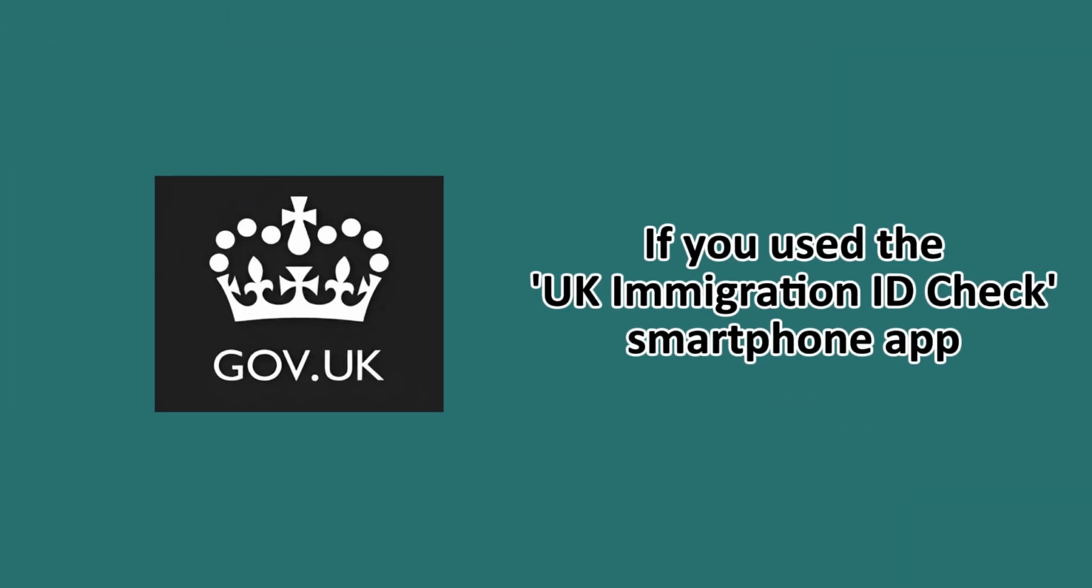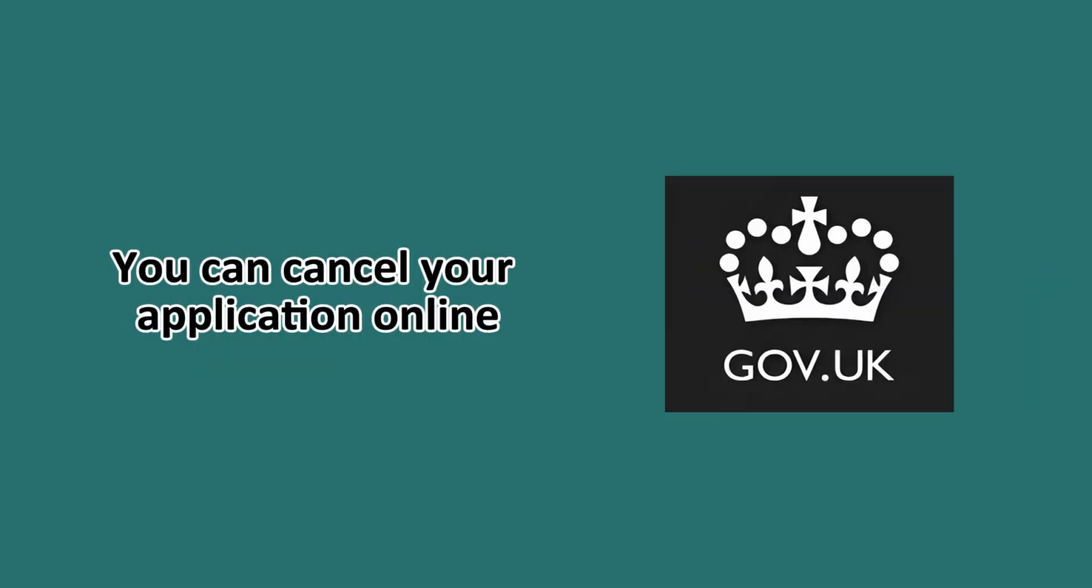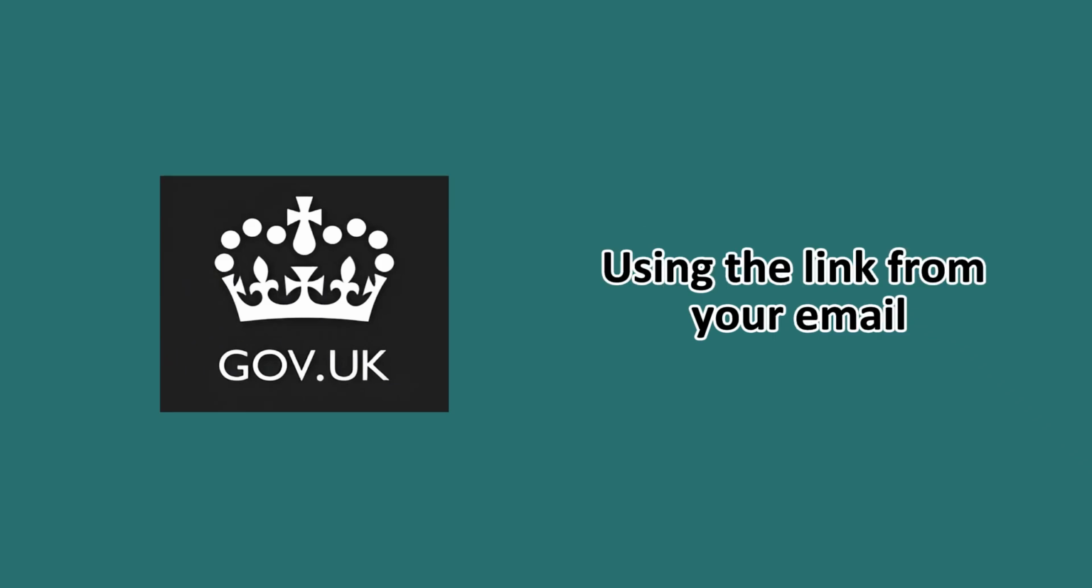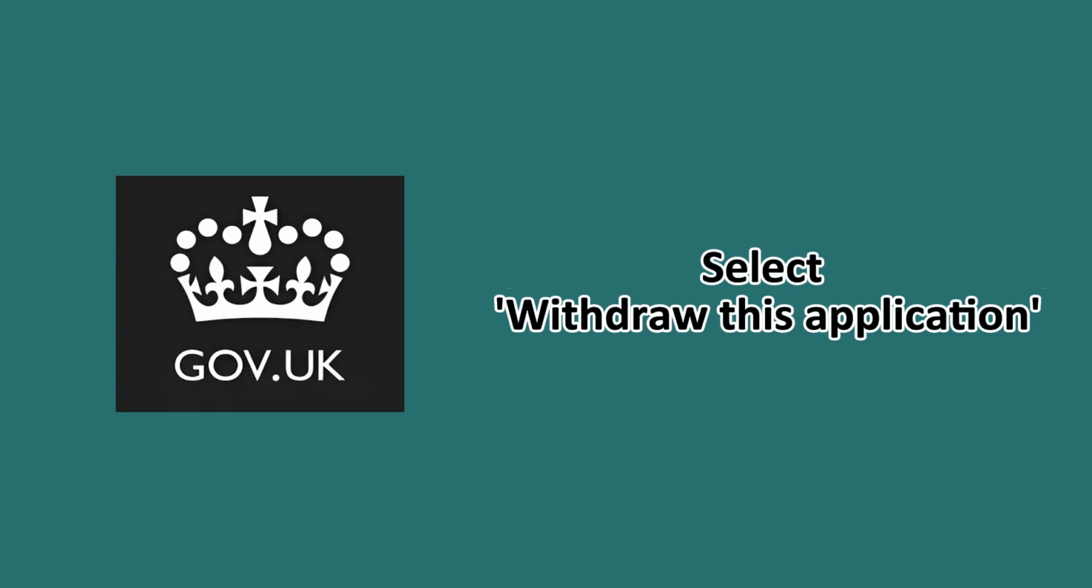And here's the third scenario. If you use the UK Immigration ID Check smartphone app, you can cancel your application online. Sign into your account using the link from your sign-up email. Go to your dashboard and select Withdraw this application for the application you want to cancel.